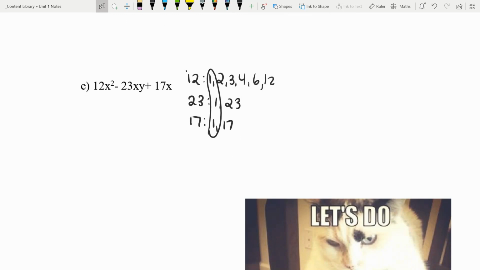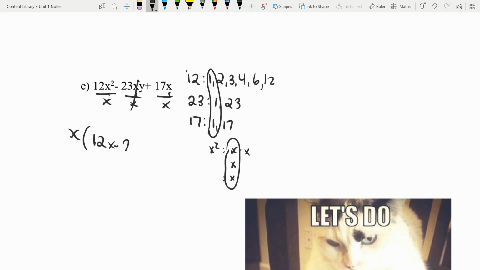But I still need to check the variables, because this time I have an x in each of them. I have an x squared in my first one, an x in the second term, and an x in the third term. So it looks like I can pull one x out. My greatest common factor here is just an x. So what am I left with? Well, 12x squared divided by x: the 12 carries down, and I'll have an x left. My x's are going to cancel here, so I'm just left with a y. My x's are going to cancel here, so I'm just left with that 17.